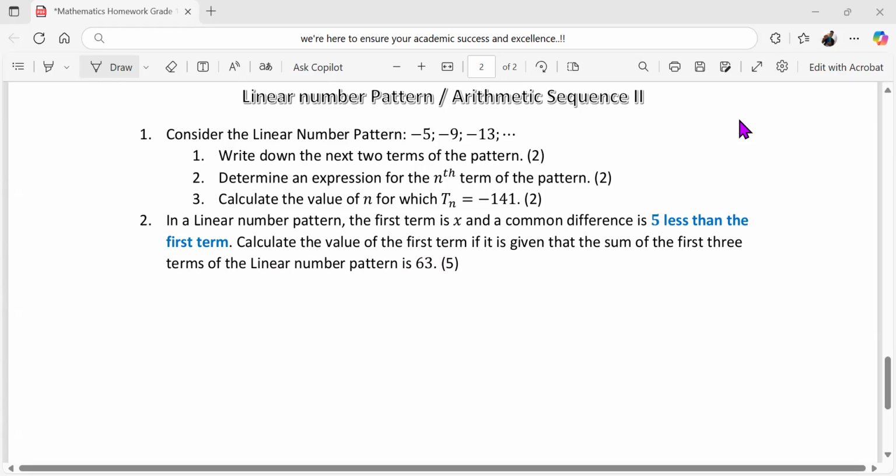Here they say consider the linear number pattern -5, -9, -13, and this pattern goes on all the way to infinity. The first question says we need to write down the next two terms of the pattern without determining the general term. That is important. The next one says determine an expression for the nth term of this pattern and then calculate the value of n for which the nth term will be -141. In other words, determine the position of a term that has a value of -141. All right? Let's go to the whiteboard and easily destroy this one.